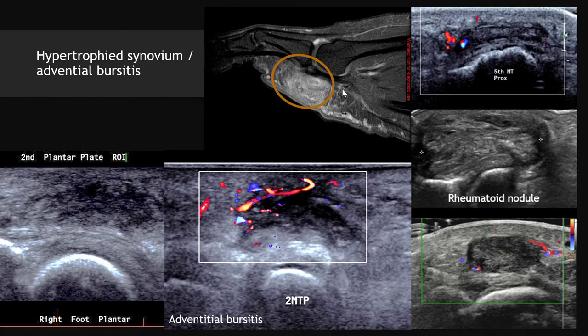So to talk about something that can be difficult for sonographers is distinguishing adventitious bursitis from these guys here, which are rheumatoid nodules in patients with proven rheumatoid arthritis. So rheumatoid nodules can also occur in high pressure areas, but as you'll note, they're more well circumscribed. So again, ask clinical questions.